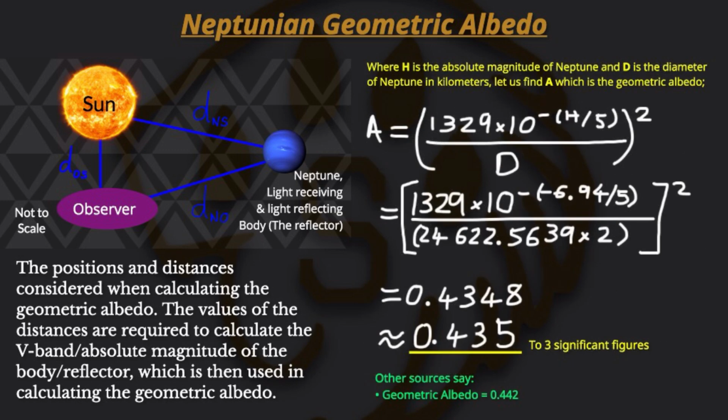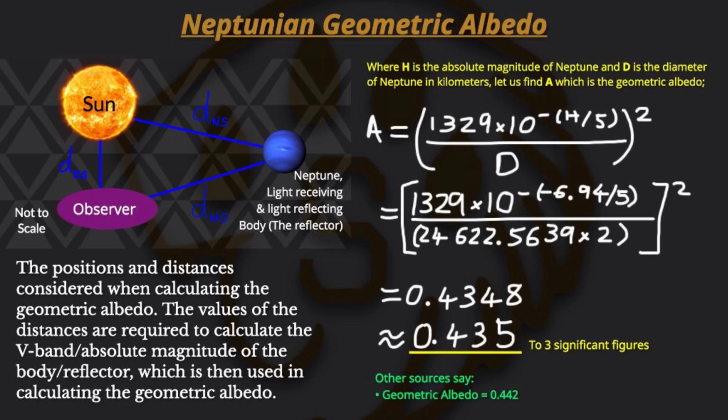Okay, so how we calculate it, we say our absolute magnitude, which is the V band magnitude as well, that's what it's also called, which is h of Neptune, and d is the diameter of Neptune in kilometers. We then find our albedo. Those are the two variables that need substitution. As you can see, our h will be negative 6.94, and then our d is the diameter of Neptune, which is basically the radius that we found multiplied by 2. Then that's what you see there. Then you substitute those values, and then we square the answer to get 0.4348 is our albedo.